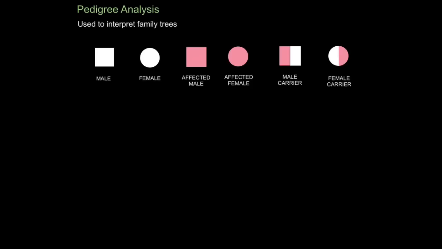Finally, we're going to look at pedigree analysis. This is used to interpret family trees. Every pedigree analysis you will get a key. The key normally looks something like this. You have a square for a male, a female will be a circle. If they're affected by a condition, they'll be shaded in square, shaded in circle for affected female. And sometimes they give you information about carriers as well, which will be half shaded and half unshaded.